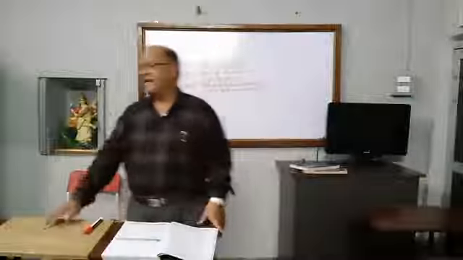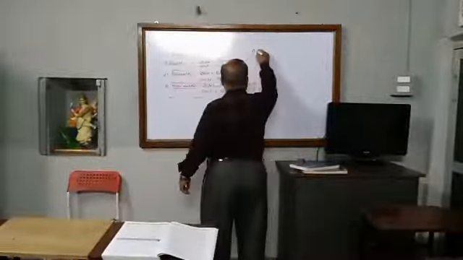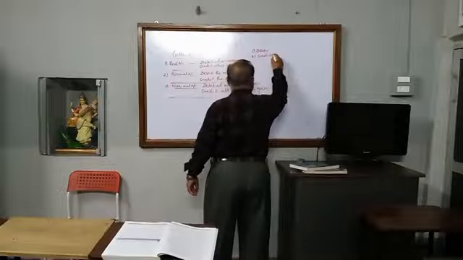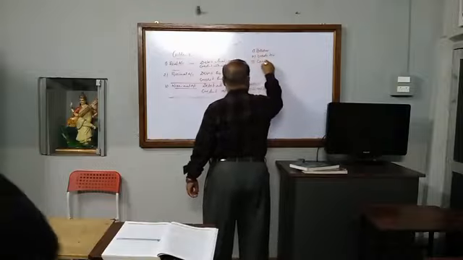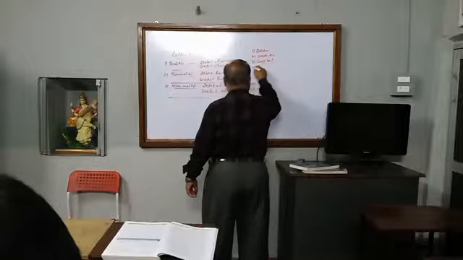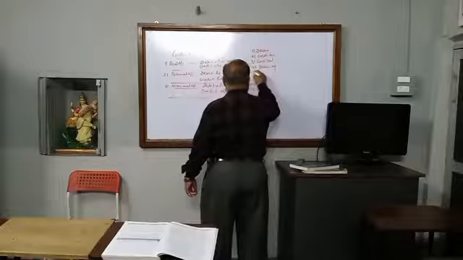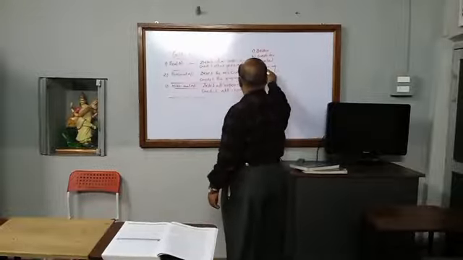Then what is bad debts? See, one is debtors, creditors, then third will be capital, fourth drawings, then fifth will be bad debts.